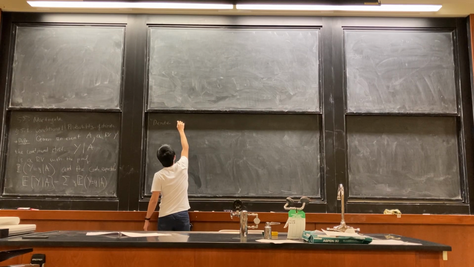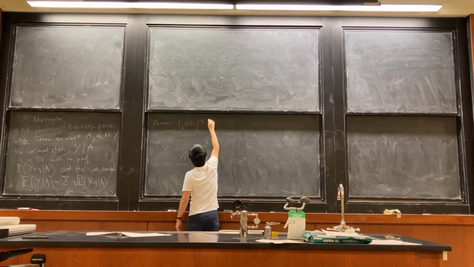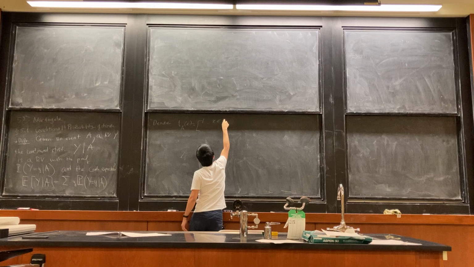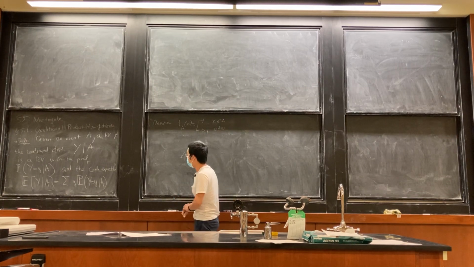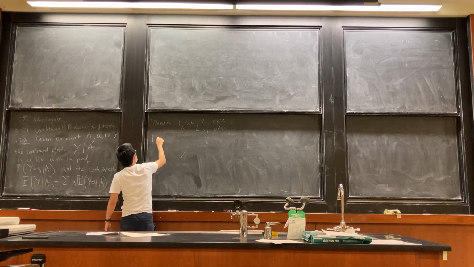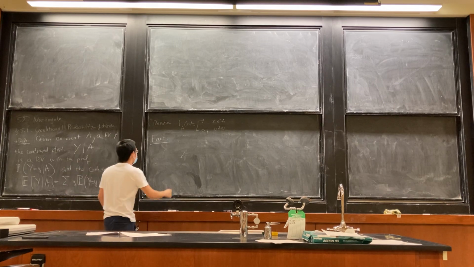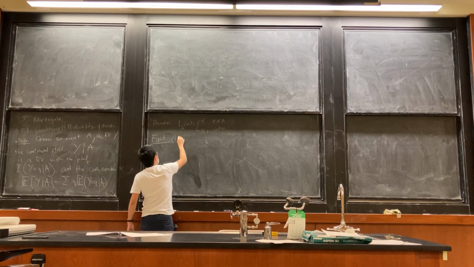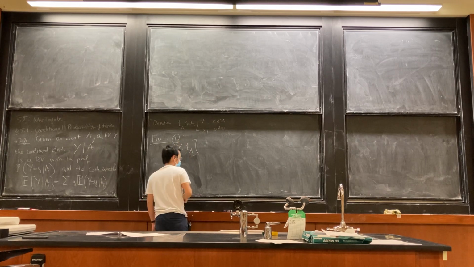Let me denote the indicator function 1_A(x) equal to 1 if x is in A and 0 otherwise. Then we have a couple of facts. Fact number 1 is the expected value of Y multiplied by 1_A.